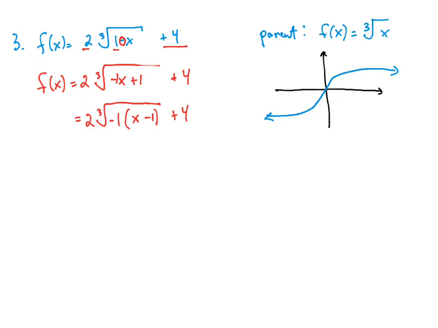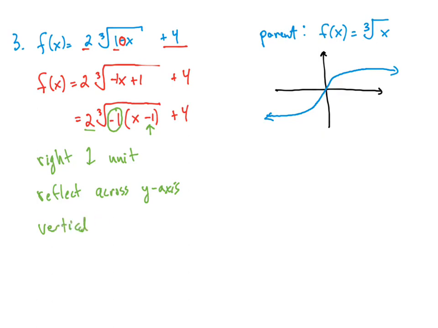So now we can clearly see what the horizontal shift is and what the horizontal reflection is. So putting this all together, this right here is going to be a shift right 1 unit. This negative 1 in front is going to be a horizontal reflection. So reflect across the y-axis. The 2 is a vertical stretch by a factor of 2. And then we're going to go up 4 units.